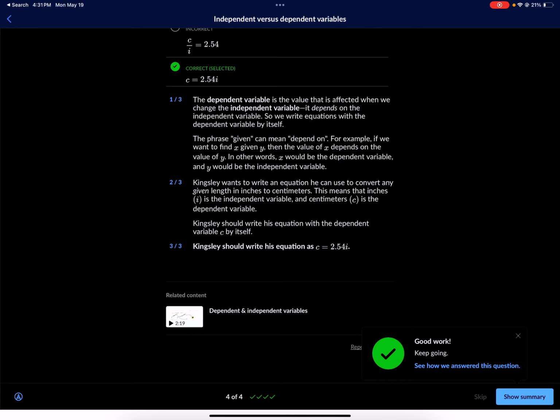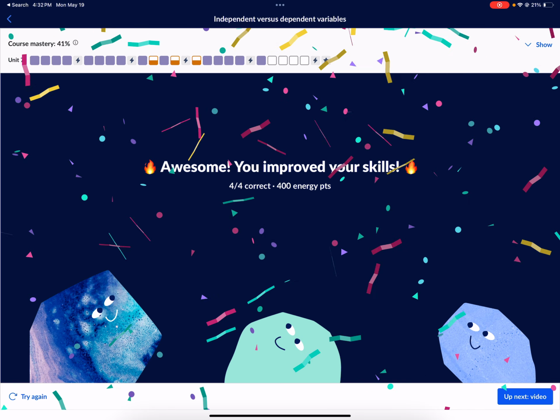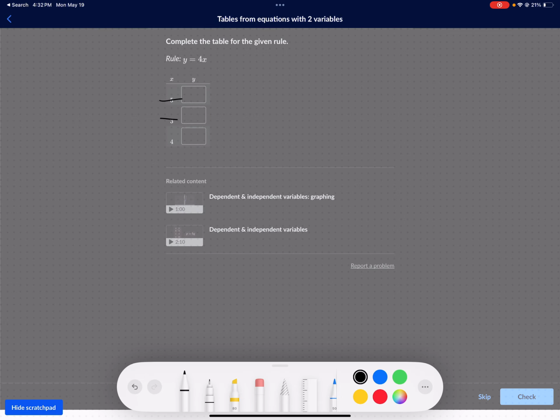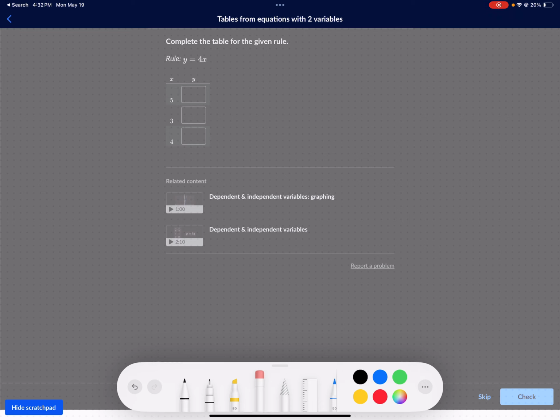If you didn't, here's the video, and happy studying. Okay, so all right, good job, we're doing good. All right, tables from equations with two variables. Complete the table for the given rule. So now we're actually plugging in the values here, plugging in like 5, 3, 4, etc. Remember that 4x is another way of saying 4 times x.